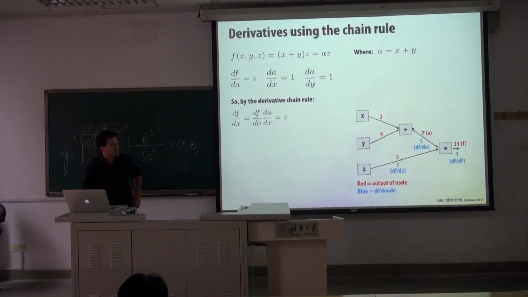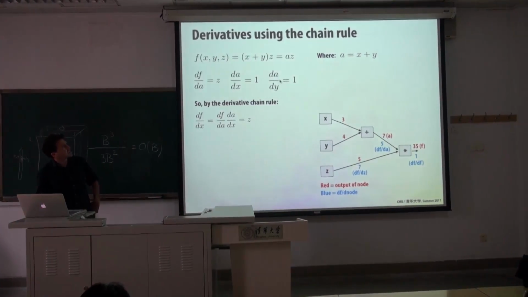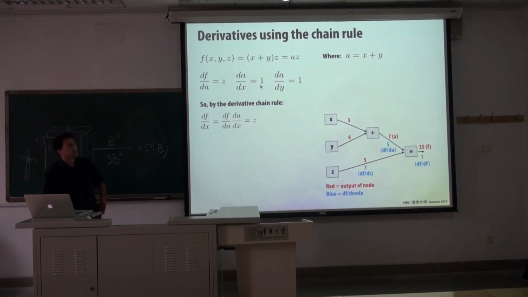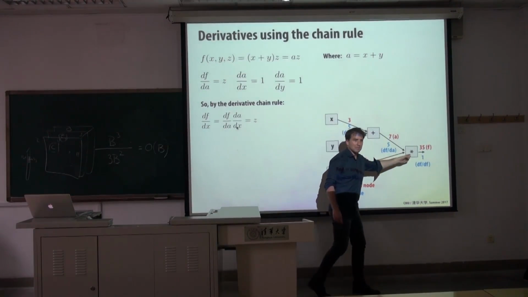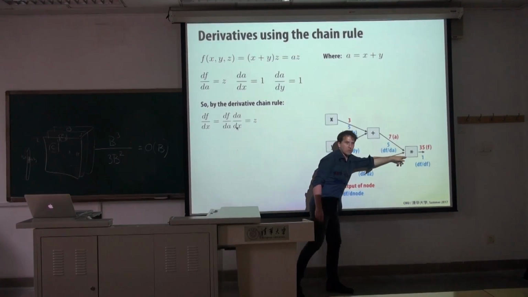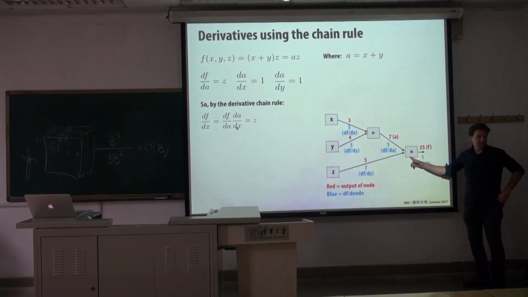Let's keep going. So let's just say df/da is 5, and I change x a little bit, well, how much does a change? Well, if I change x a little bit, a changes just by 1 unit. So that's da/dx. Well, then df/dx is also 5. Because df/da was 5, and df/dx is just df/da times da/dx. So that's also 5. So there's a very simple mechanical pattern that starts popping up if you want to compute the derivative of the total output expression as a function of any of the inputs.